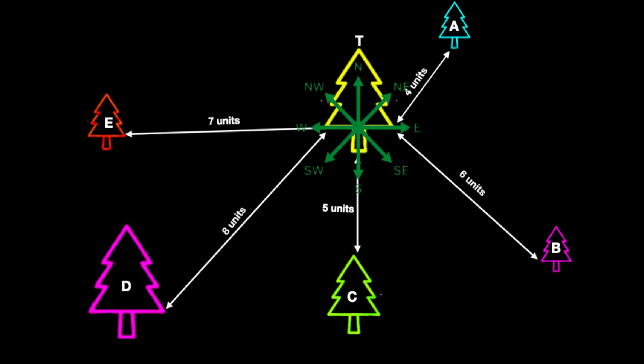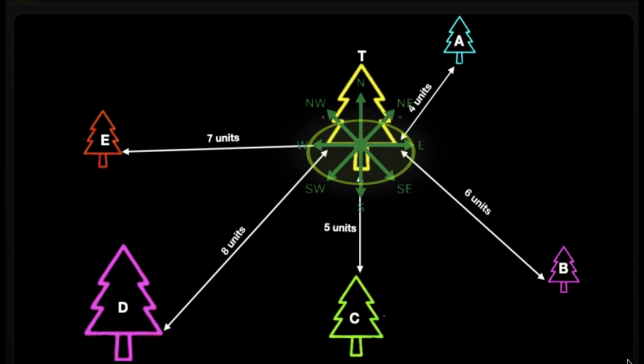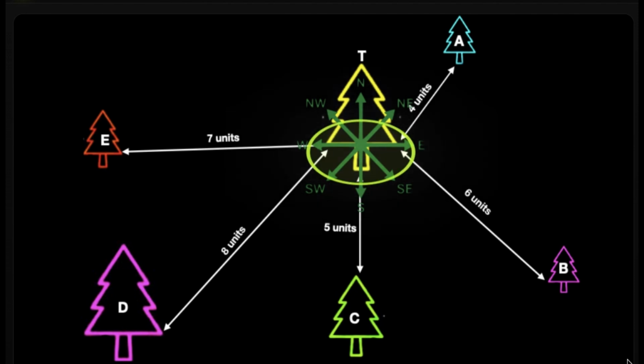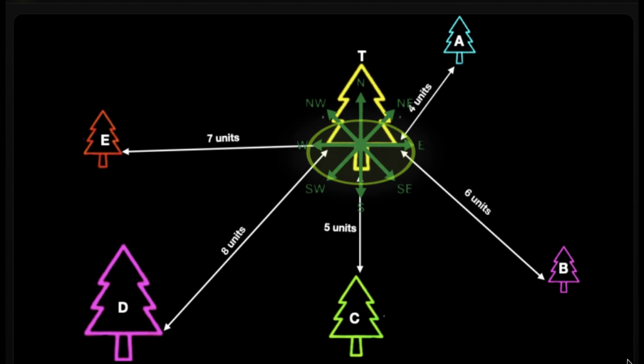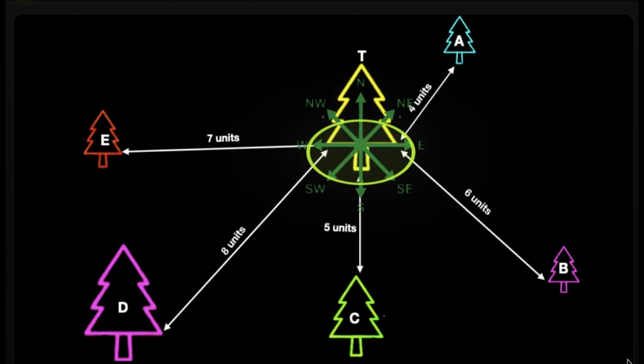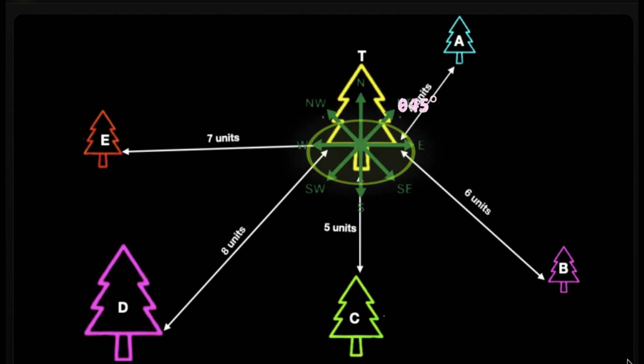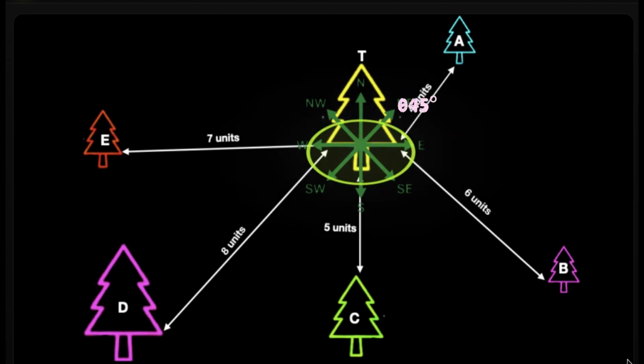Let us move to the second slide and use a more detailed compass. At the center is the yellow tree labeled T. This time the compass has 8 directions, not just 4. The new directions are halfway between the main compass points. Northeast is halfway between north and east, so its bearing is 045 degrees.